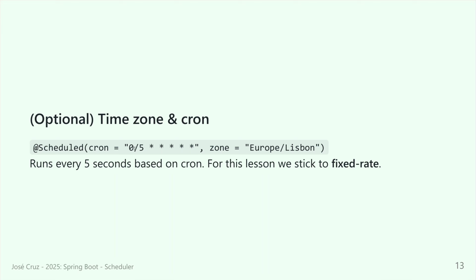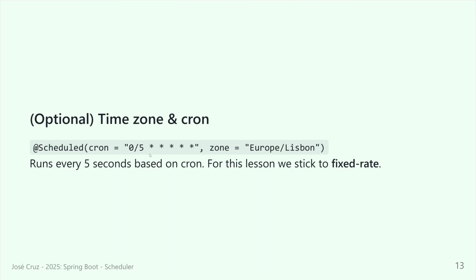You have schedule cron, and you say every 5 seconds, and you can also include the time zone. If you have a website or something that is deployed in multiple clouds in multiple regions, probably the zone can be important, so you can go with the Cron. If you need this time zone, you should use the Cron. But that is, at the end of the day, the same thing, runs every 5 seconds based on Cron, and as I said previously, we are sticking to the fixed rate in this session, but you can also have this option.